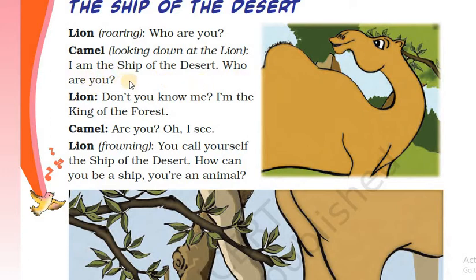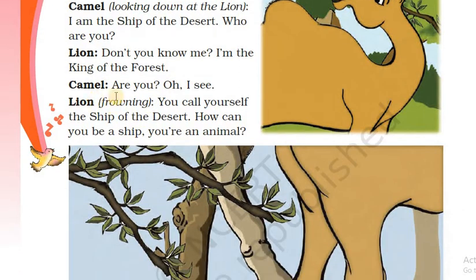Camel says that I am the ship of the desert. मैं रेगिस्तान का जहाज हूँ. Who are you? आप कौन है? Lion says, "Don't you know me? I am the king of the forest." Lion camel से पूछ रहा है, क्या तुम मुझे नहीं जानते? मैं जंगल का राजा हूँ. Camel says, "Are you? Oh, I see." Camel is telling that you are the king of the jungle.